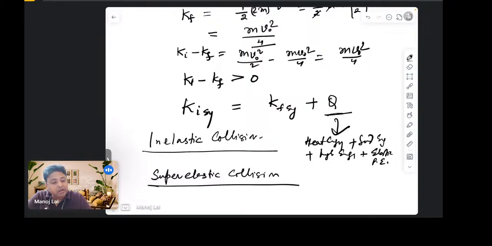Inelastic collision means what? Here, K initial of the system is greater than K final of the system. And super elastic means what? K final of the system is greater than K initial of the system. Yes or no? So there is a difference between inelastic collision and super elastic. In super elastic, you got it that after collision, the kinetic energy increases.